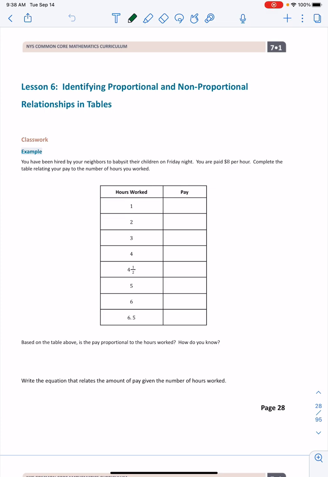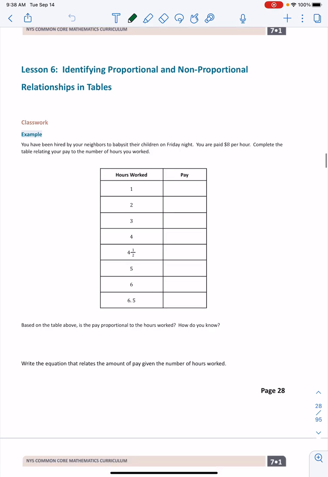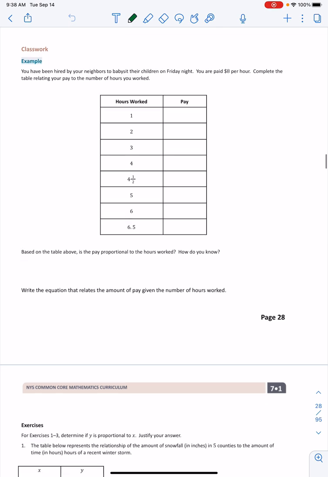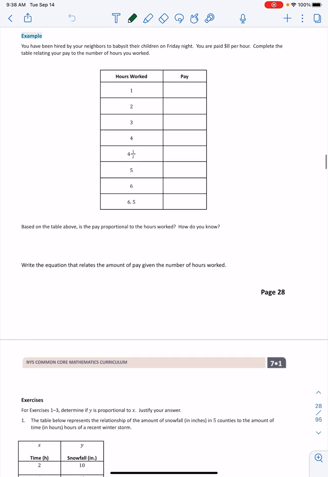This is lesson 6, identifying proportional and non-proportional relationships in tables. Our first example says you have been hired by your neighbors to babysit their children on Friday night. You are paid $8 per hour. Complete the table relating your pay to the number of hours you worked.